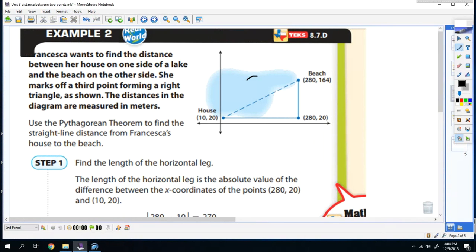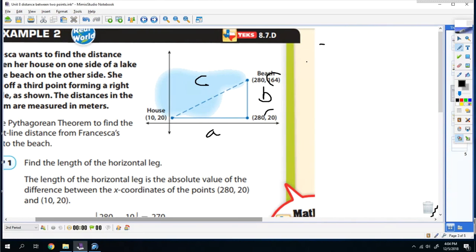So what we're going to do is we need to find C again. We need to find this hypotenuse. We need to figure out B and A. Last time we just counted the squares. This time we've got to actually find the distance. When I'm looking at B, I'm looking at the y-axis. So it means that the value of x doesn't change, but the values of y do. So my values of y are 164 and 20. So you're going to do 164 minus 20, which is 144. So B equals 144.